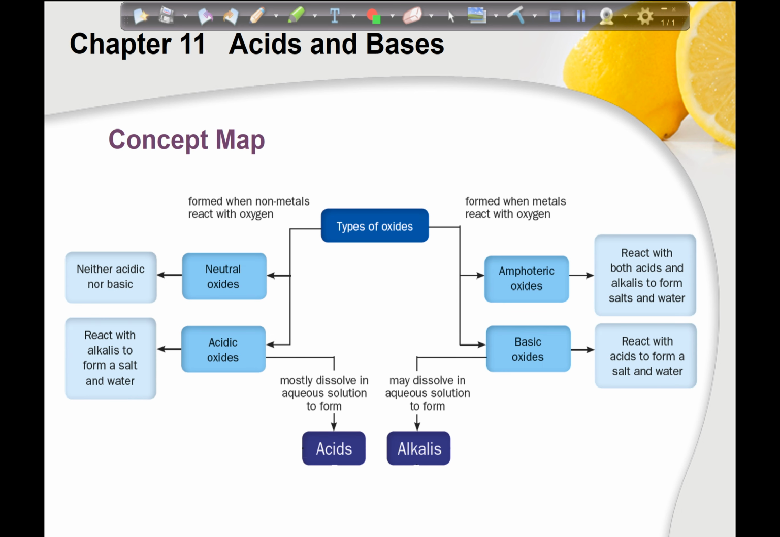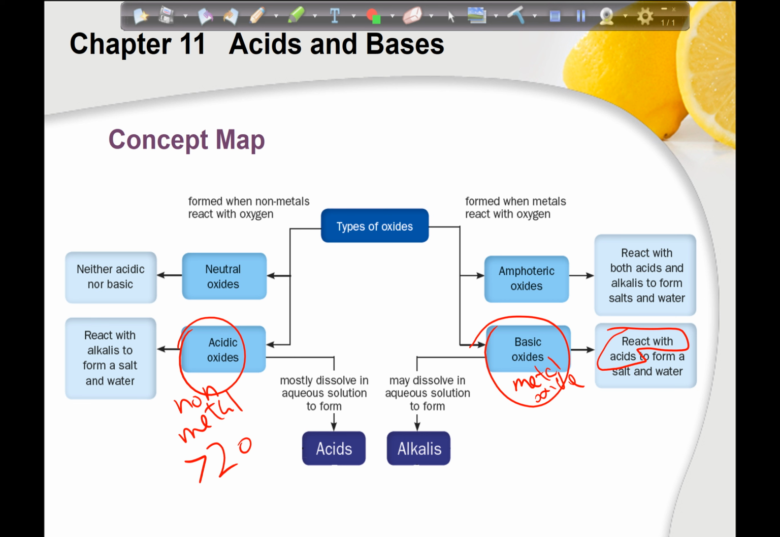So there are different types of oxides. First we learned about basic oxide. It has a basic property, and it can react with acid to give you salt and water. They are known as metal oxides. Acidic oxides, on the other hand, are known as non-metal oxides, usually with 2 or more oxygen. Because they have acidic properties, they react with alkali to form salt and water.